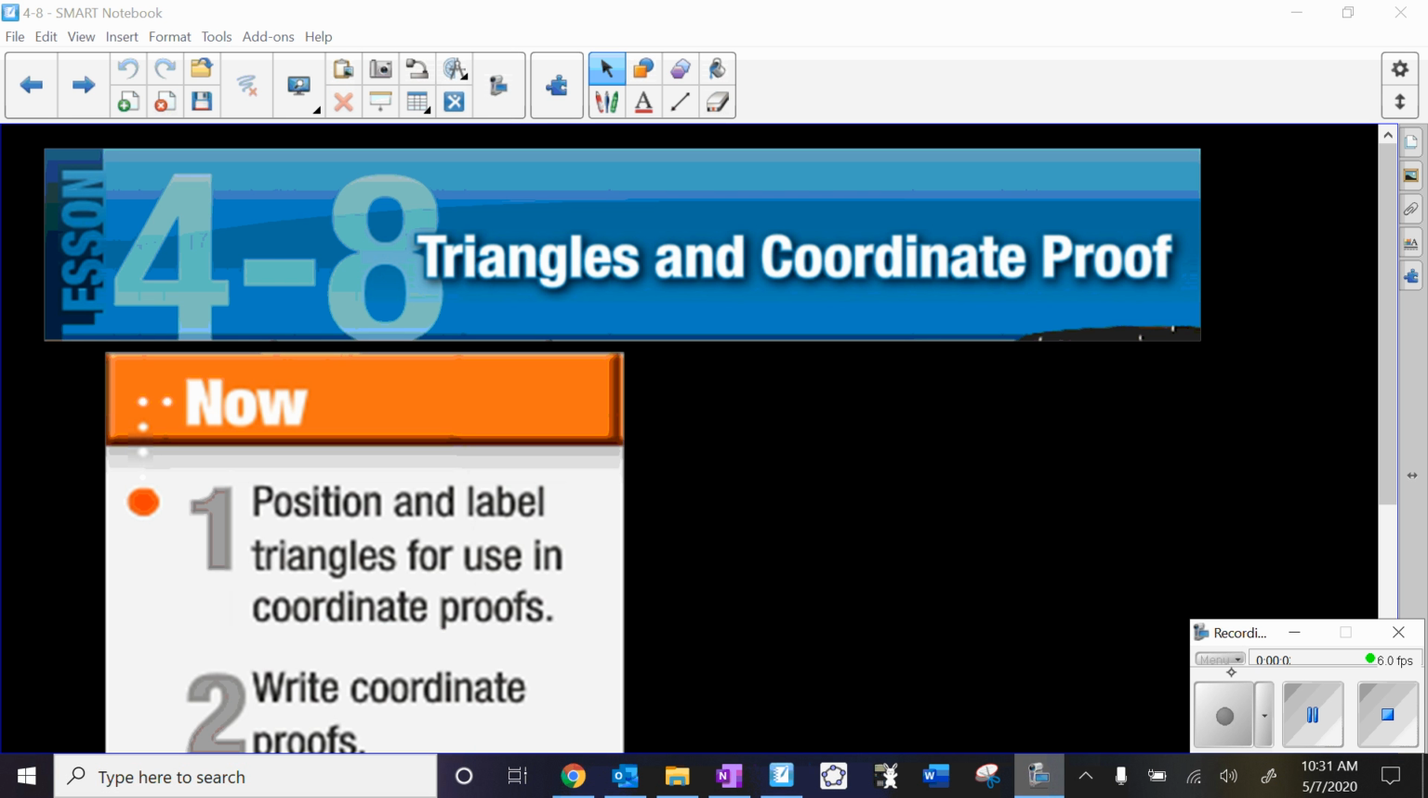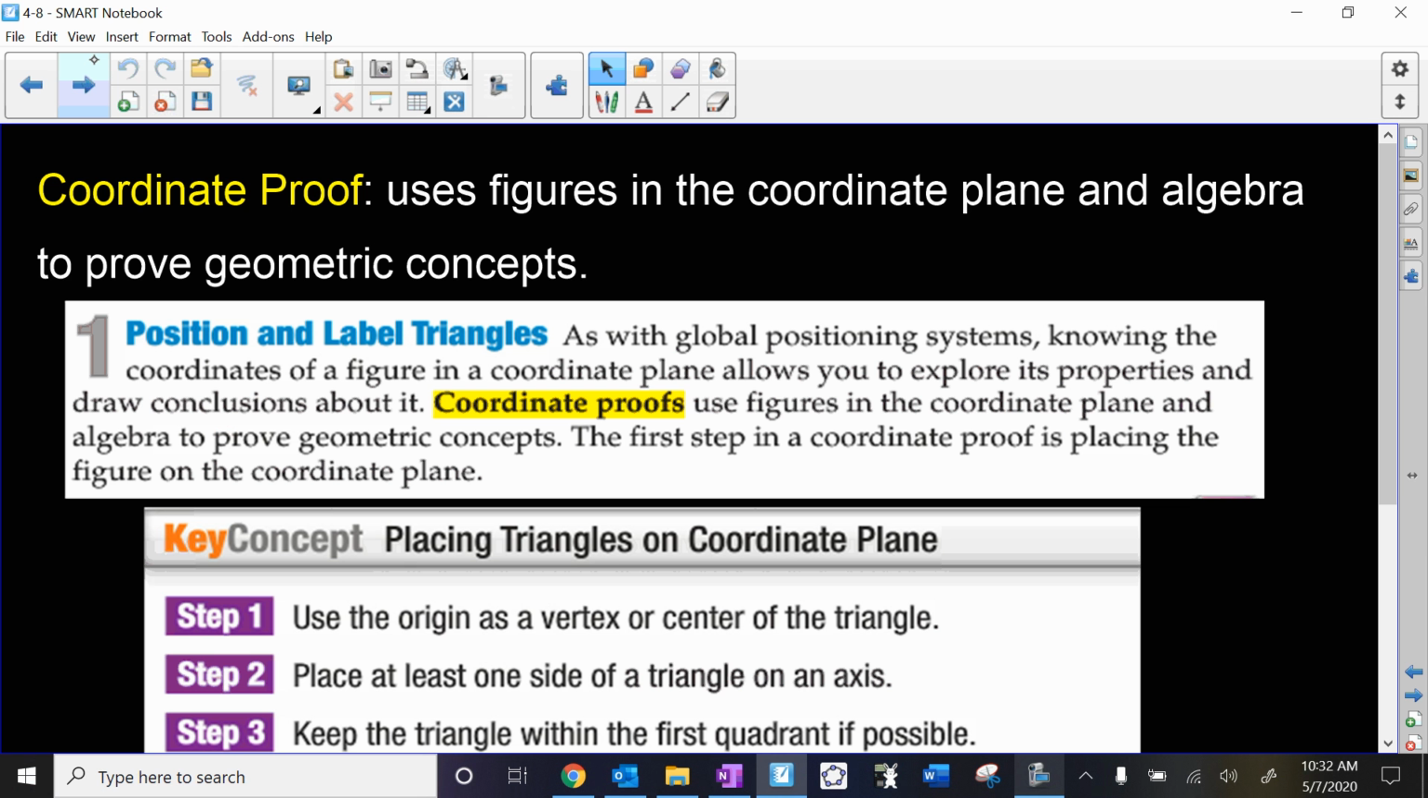In section 8, we're going to look at triangles and coordinate proofs. So the first part is just being able to position and label triangles for use in coordinate proofs. And then in the second part, we'll look at actually writing a coordinate proof. So what is a coordinate proof? It uses figures in the coordinate plane and algebra to prove geometric concepts.